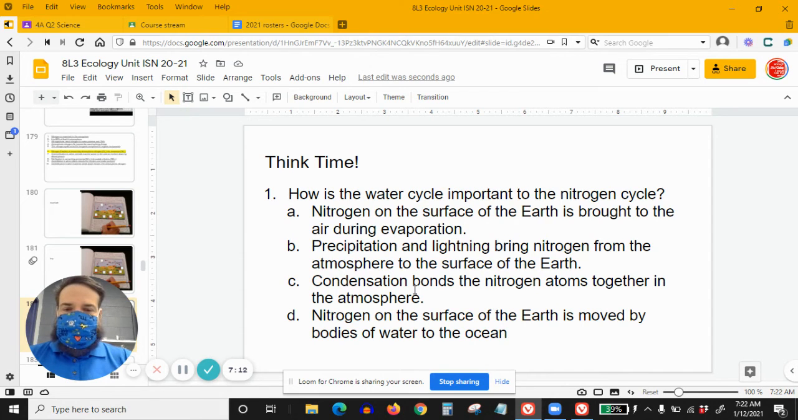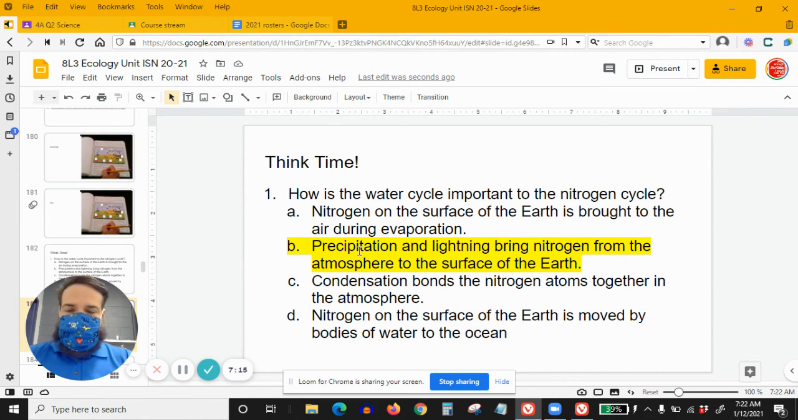All right, so the answer is going to be precipitation and lightning bring nitrogen from the atmosphere to the surface of the earth. Okay, precipitation will dissolve some of that nitrogen, bring it to the surface. And then nitrogen fixing bacteria can convert it into a usable nitrate. Lightning can also split the nitrogen molecule, the N2 molecule, and that will allow those individual nitrogen atoms to sometimes bond with oxygen, forming usable nitrates.